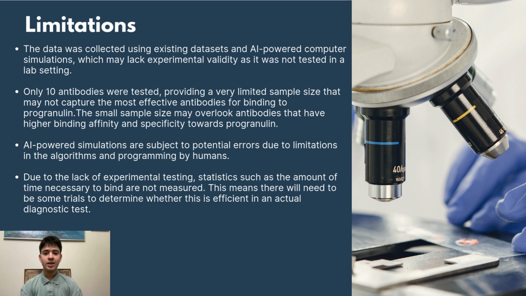Secondly, only 10 antibodies were tested, which is a very limited sample size that may not capture the most effective antibodies for binding to progranulin. This means that because we have such a small sample size, we may have overlooked many antibodies that may actually be better than 1IGT for binding to progranulin.